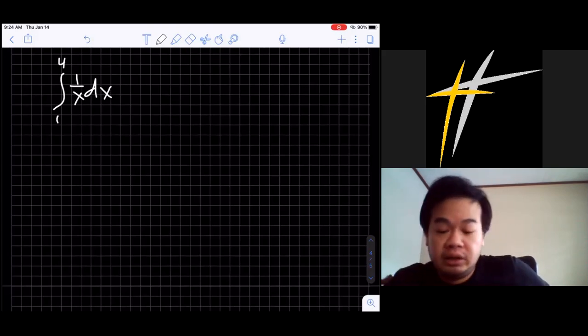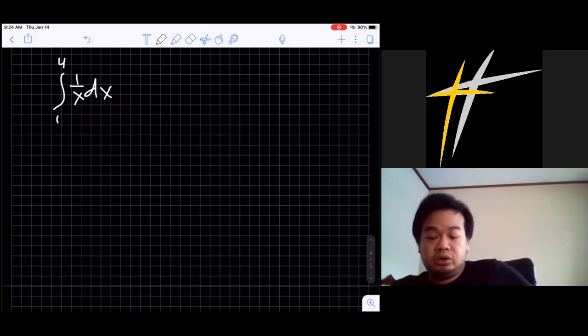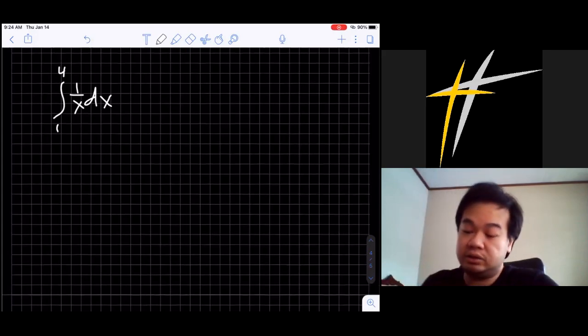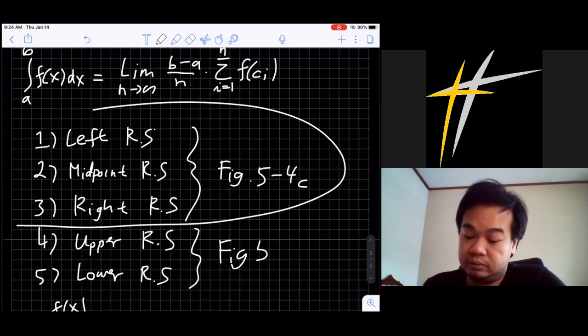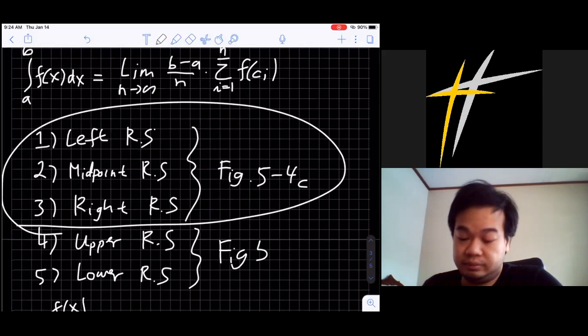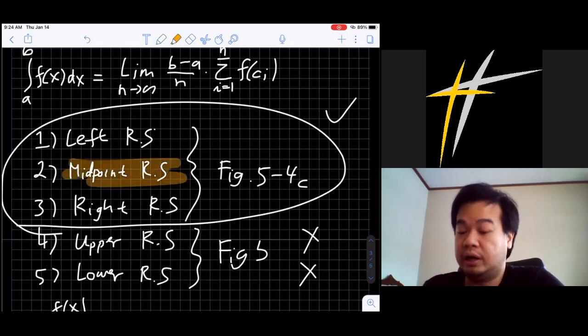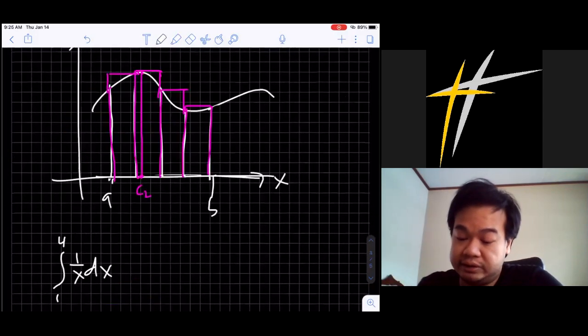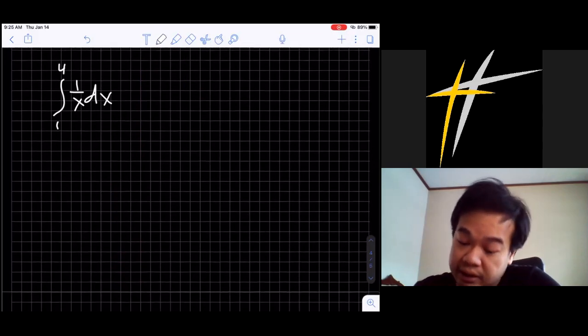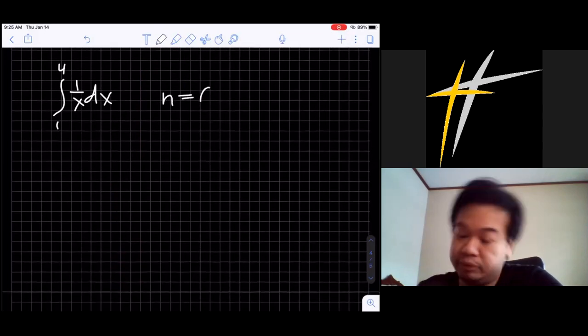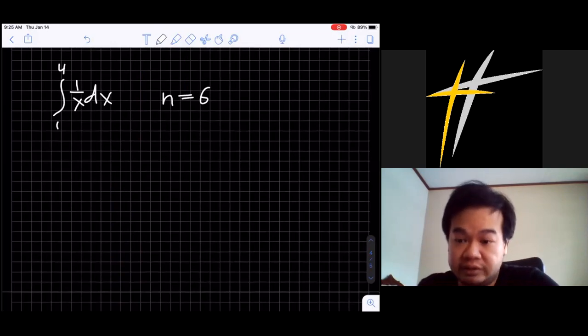Oh, by the way, usually, if you want to use this method, the ones that are used are these three. These other two are rarely used to estimate the area below the graph. Usually it's these three. And personally, I prefer to do the midpoint, but you have to be able to do all of them. So let's see, 1 over x, let's say we estimate with n equals 6, in which there are 6 increments, 6 rectangles.